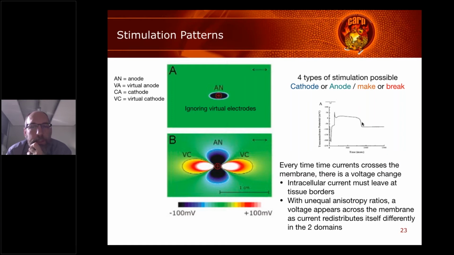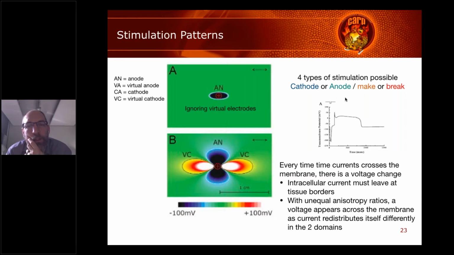So there are four possibilities for how you can stimulate a piece of tissue. If I apply an anode and a cathode, the two terminals of my battery, for example, to a piece of tissue, we can get either something happening at the anode or something happening at the cathode, and we can get something called a make excitation or a break excitation. The make excitation occurs when I turn on the stimulus. So if I turn on the stimulus, you can see that at the cathode, I would get cathode make.